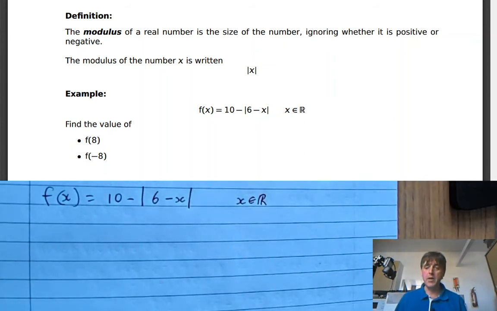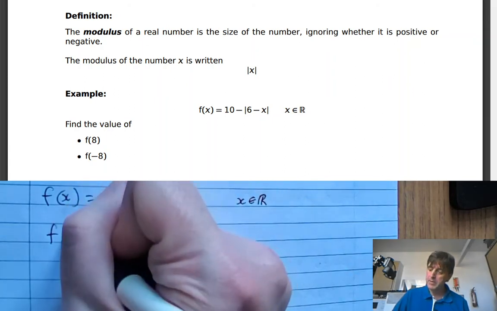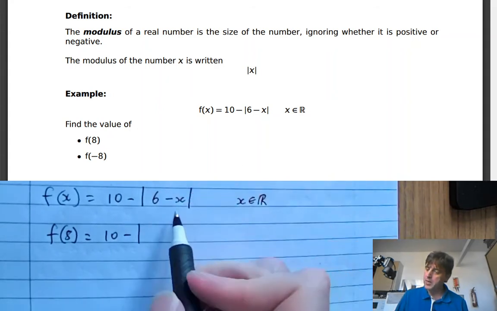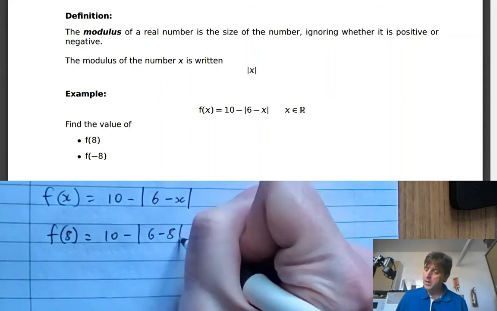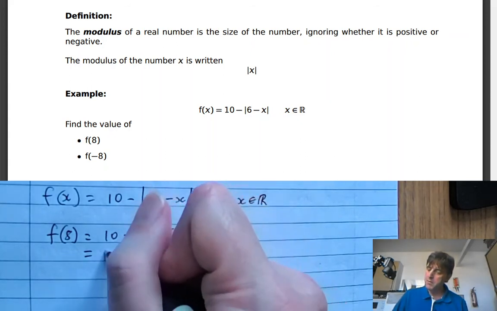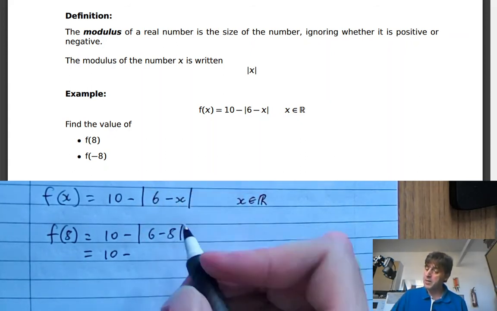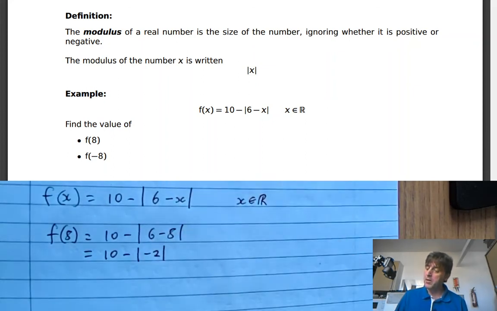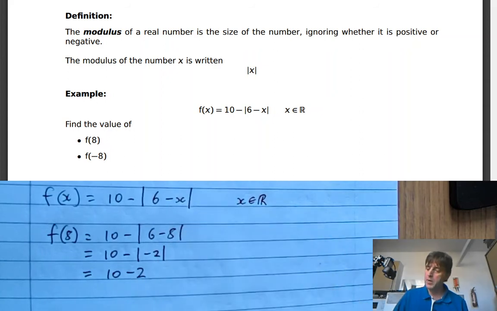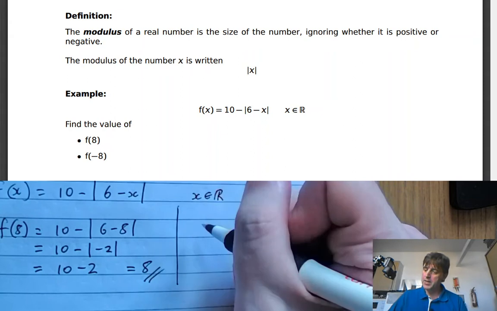We've been asked to find first of all f of 8. Let's take the number 8 and substitute it into the function. We've got 10 minus the modulus of 6 minus 8. 6 minus 8 is of course -2, and the modulus of -2 is going to be 2. So we end up with 10 minus 2, and the answer there is 8.